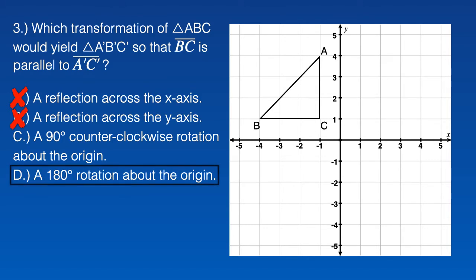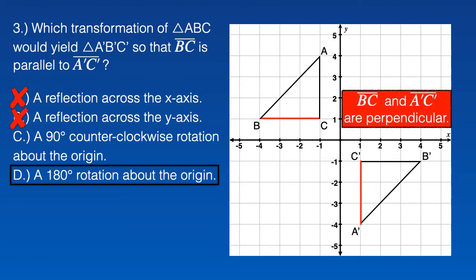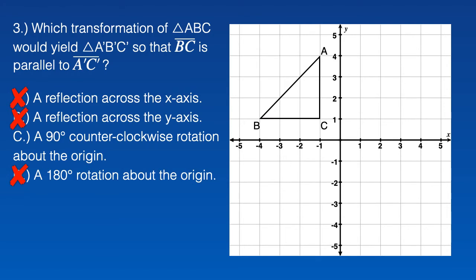Let's skip letter C for a moment and let's look at letter D. Letter D says a 180 degree rotation about the origin. If you use your rotation rules to rotate this 180 degrees, you'll see that our image will land over here. So again, let's compare the sides. Side BC and side A prime C prime are once again perpendicular, so this one's wrong. So obviously our answer has to be letter C.